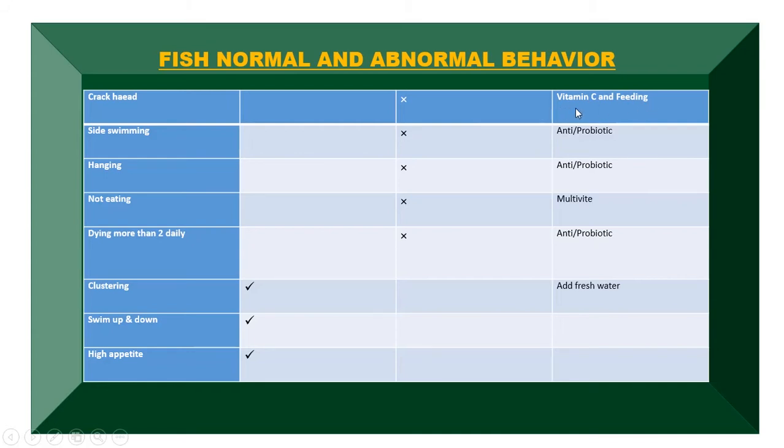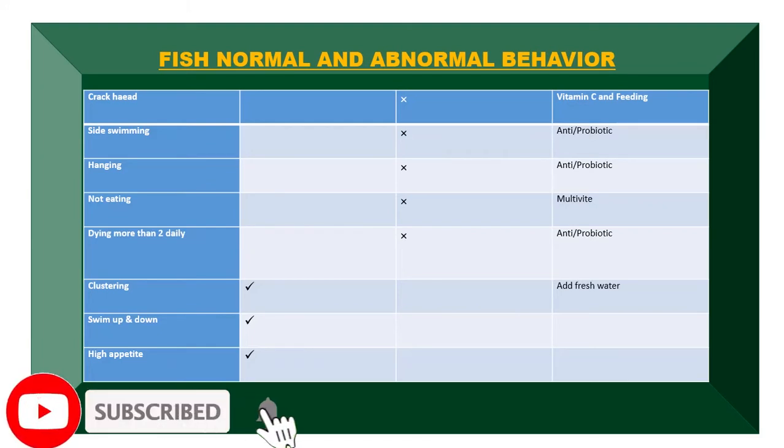So you can buy any multivitamin for them, or you get your chemist to get vitamin C, mix it with your feed, and feed them very well. Side swimming is not good for them. They might be having itches somewhere around their body, and those itches are always caused by an infection. So what do you get for them? You either get antibiotic or probiotic for them. Whichever works in your area, you can get antibiotics or probiotics for them.